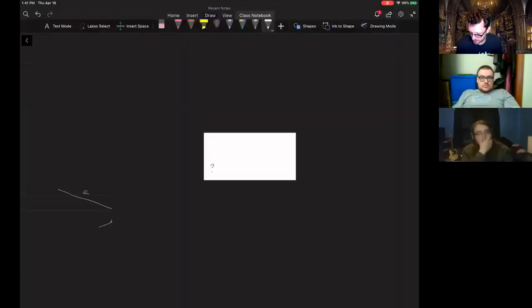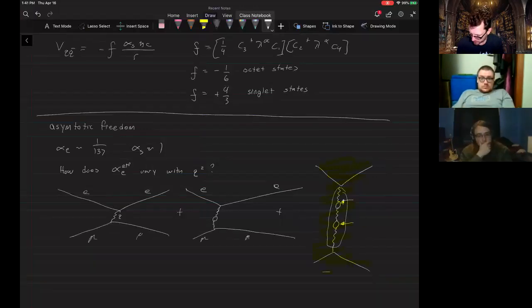And so as long as these processes are kinematically allowable, it turns out this guy is favored at lower Q squared, more probable at lower Q squared.